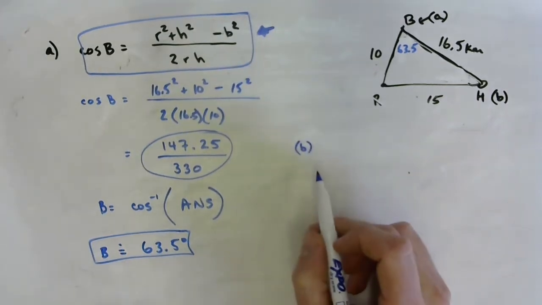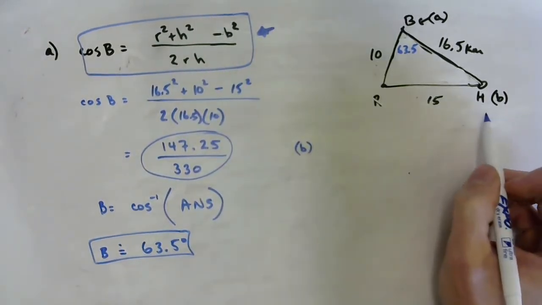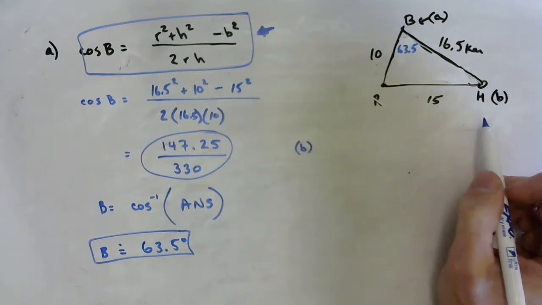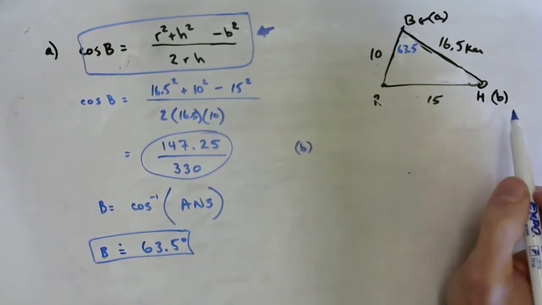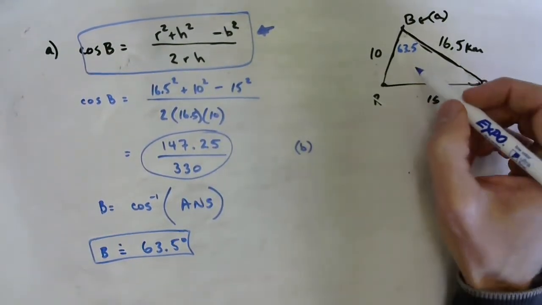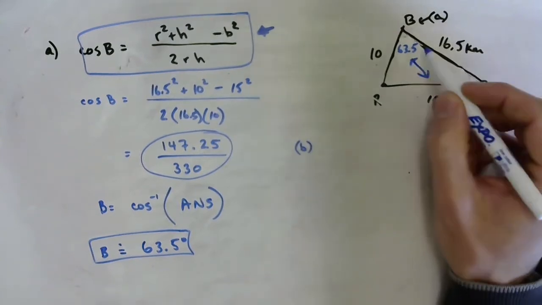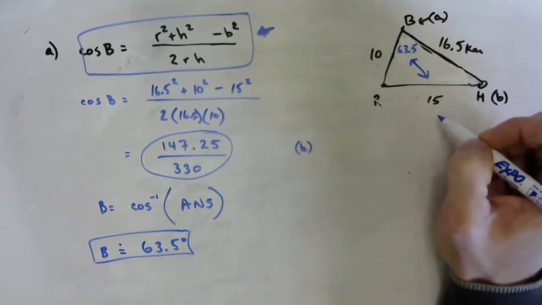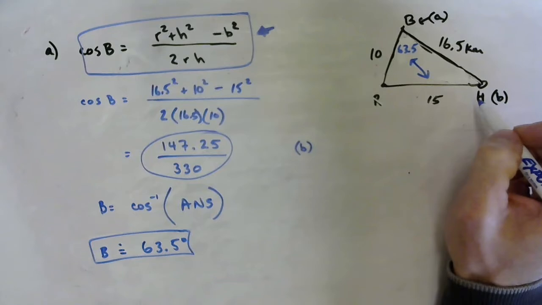In step B, we're asked to solve for angle H. What strategy am I going to use? We're going to use sine law, okay? I have opposite information here. I've got angle B and side B, and I have side length H. I'm looking for angle H.